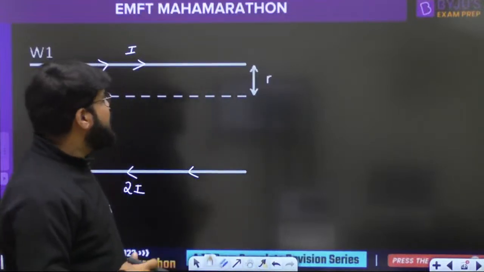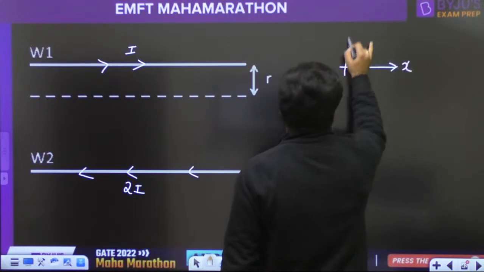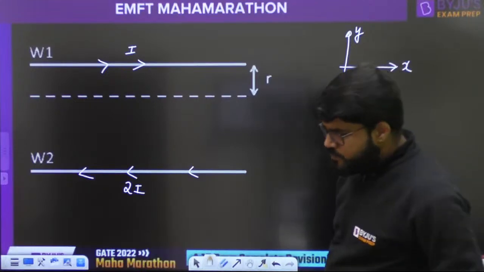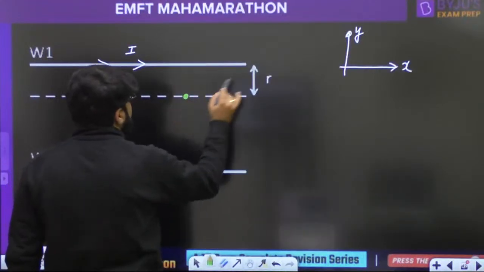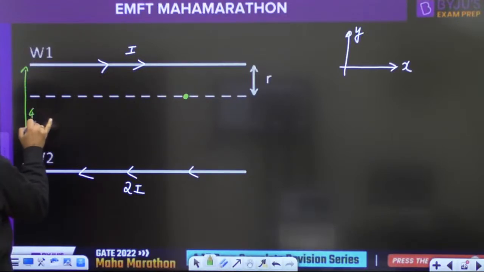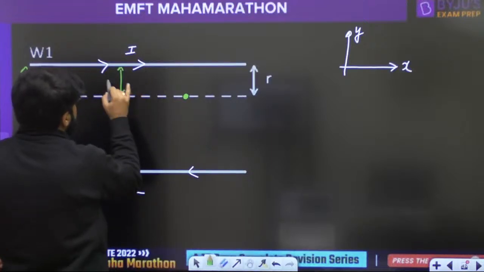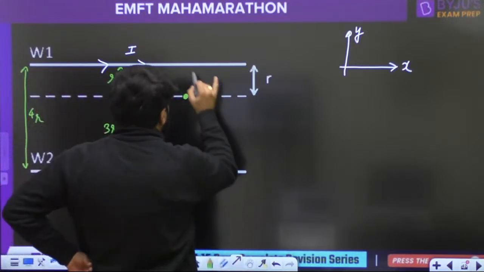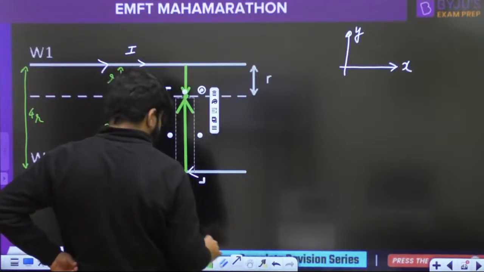To be simple with the direction, let's assume these coordinates. Let's assume that horizontal is X and vertical is Y. Then I want the magnetic field, let's suppose, at a point P. Total distance between the wires is 4r. I want the magnetic field at distance r from W1. So if this is r, this one will be named as 3r. What is the perpendicular distance from the axis of the wire?